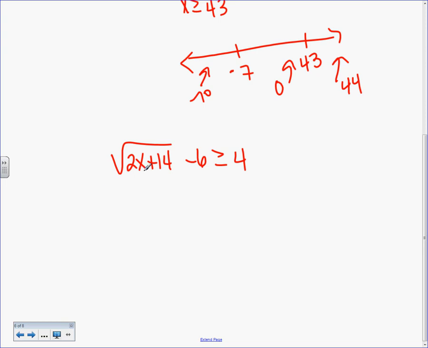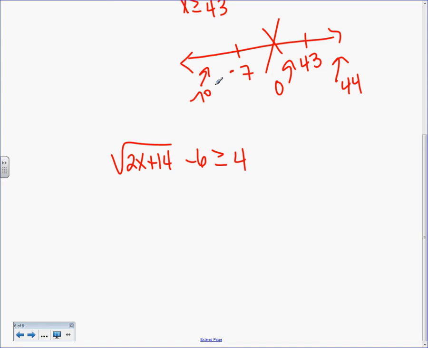If I put 0 in the original function, okay, 0 times 2 is 0 plus 14, I don't know what the square root of 14 is. Can you guys do that? What's square root of 14? 3.74. So 3.74 minus 6 is a negative number. I don't care what it is. It's negative. It's not bigger than 4. Does that make sense to you? So that did not work. So big ol' X. Okay?